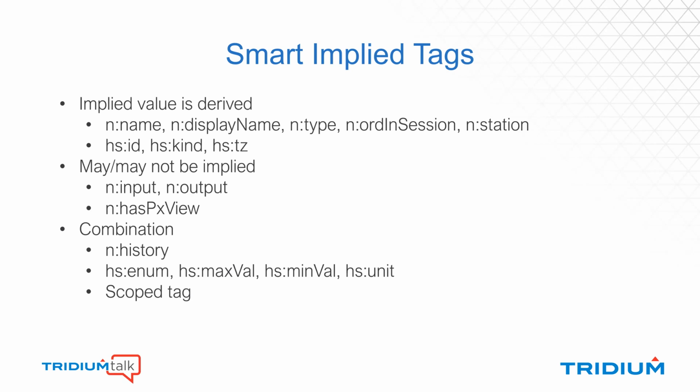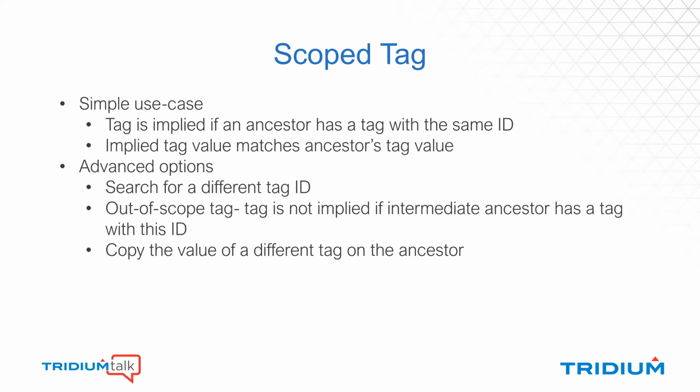In the Haystack dictionary, the enum tag will be implied on Boolean points and then enum points. For Boolean points, it'll be either true, false, or if a true text or false text facet is present, the enum tag value will be set using those facet values. Same with max and min val. Those are based on the max and min facets of the component, and the unit based on the unit facet of the component. There's another smart implied tag called the scope tag, which I will describe next.